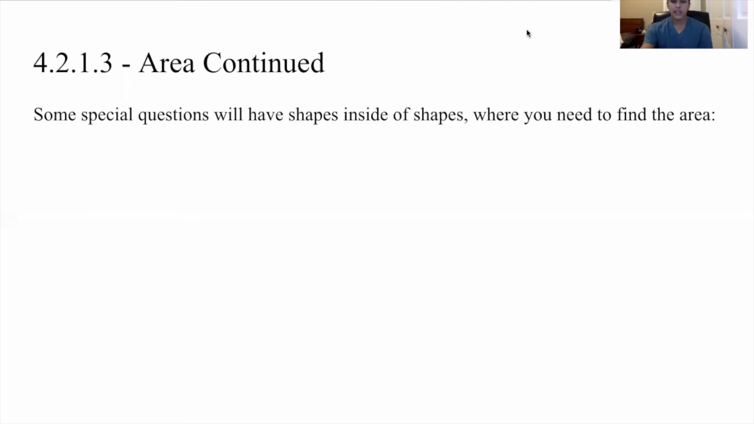All right, so we're actually going to talk a little bit more about area because MEET 4 specifically focuses a lot on area of circles. And some questions will have shapes inside of shapes using circles. So you'll actually have to know how to find the area of those. So let me give you an example.